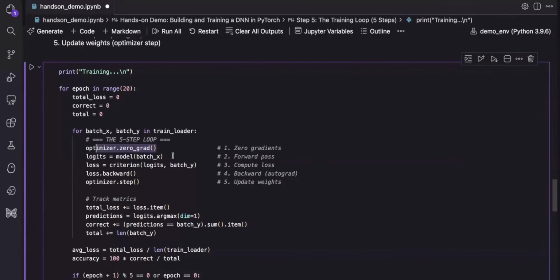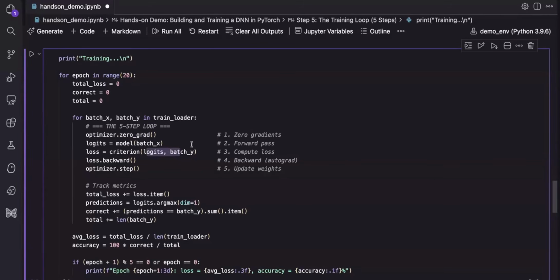Then we have this logits equals model of batch X. This runs the forward pass. Batch X flows through layer 1, then ReLU, then layer 2. The output is called logits, which are raw, unnormalized scores, one per class for each of the 32 examples in the batch. PyTorch is silently building the computational graph in the background as this runs.